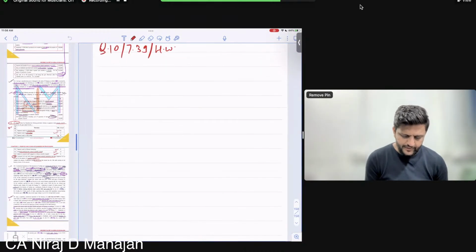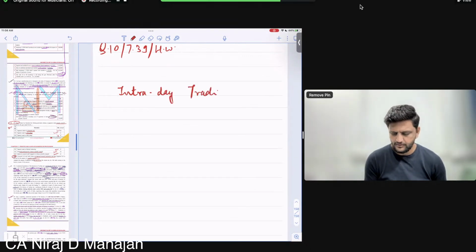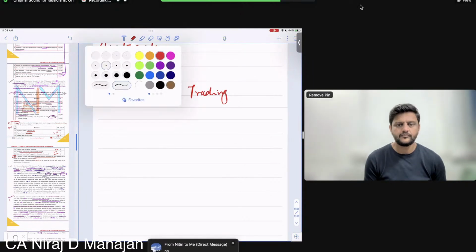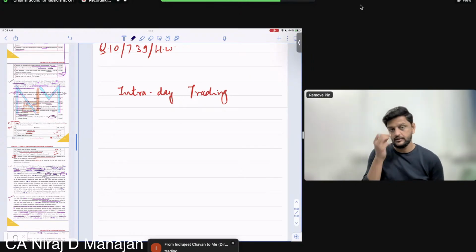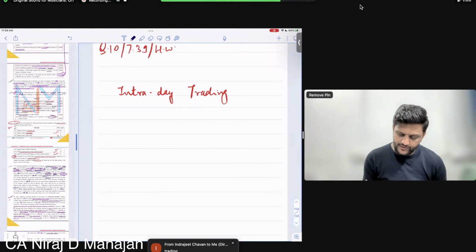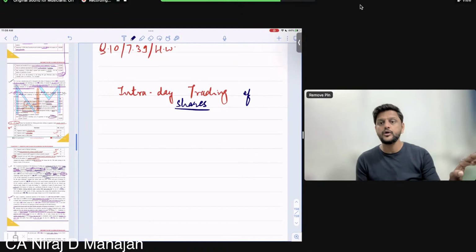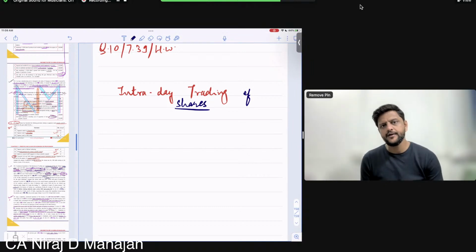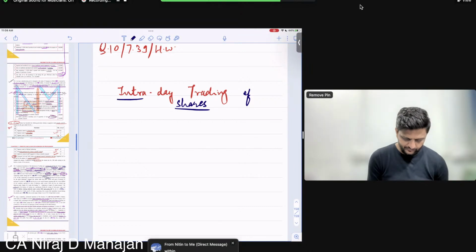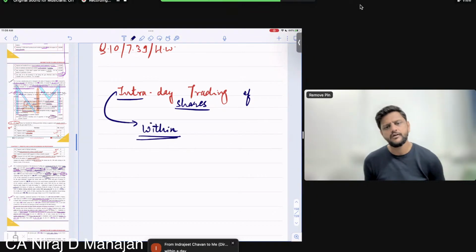Have we discussed intraday trading? Intraday. Okay, let us talk about intraday trading of securities, or let us say shares. You can buy them. It can be securities also, like commodities also. But what does intra mean? Within the day or after the day? Intra means, children, within the day. Intra means within. Within the day.